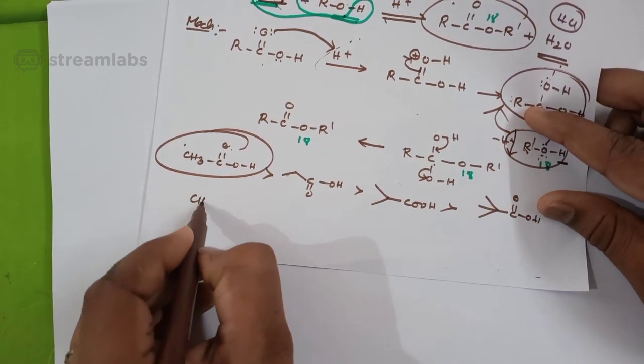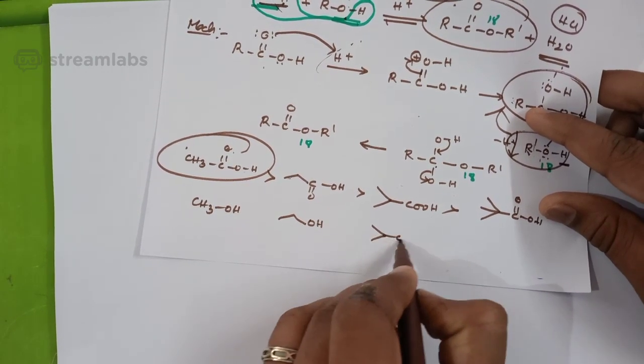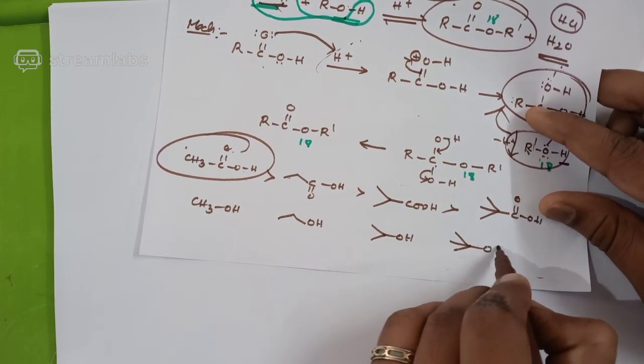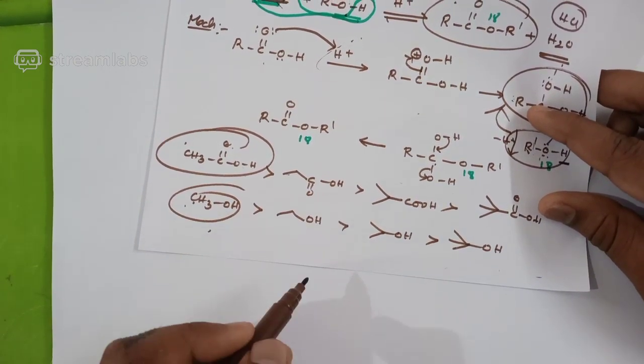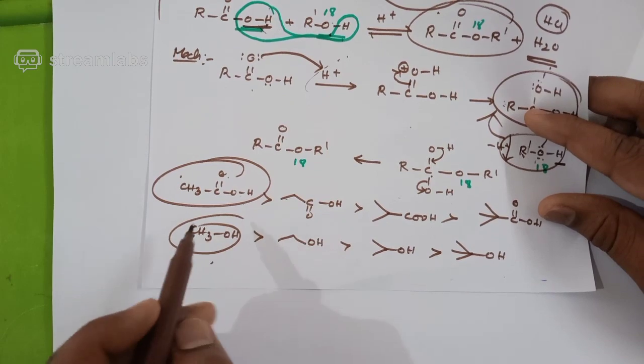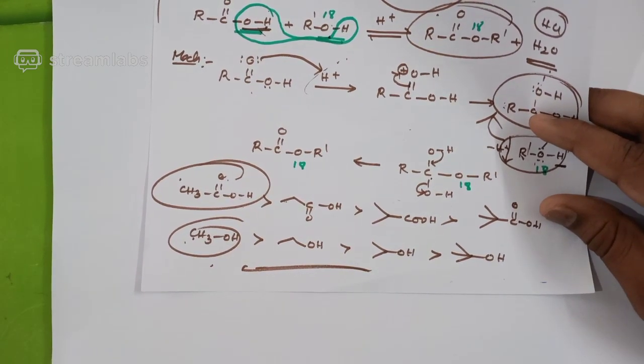The same thing applies for alcohols also: methanol, ethanol, isopropyl, tertiary butyl alcohols. Here also, methanol reacts more because it is less crowded. So we have to check where the combination is less crowded; there esterification easily takes place.